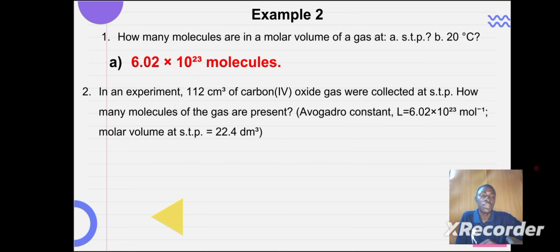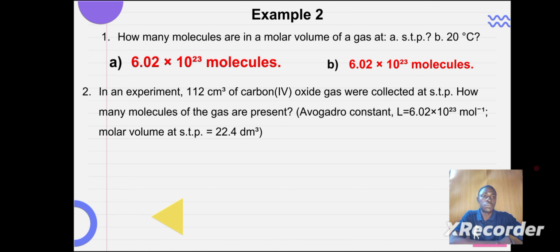The other part of the question says, how many molecules are in a molar volume of a gas at 20 degrees Celsius? At 20 degrees Celsius and standard pressure, it will still be 6.02 times 10 raised to the power 23 molecules. Take note. So as long as the pressure is standard, irrespective of the temperature, the number of molecules will be the same as long as it is 1 mole.